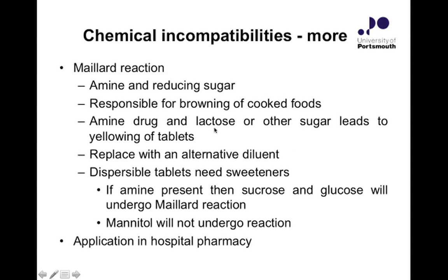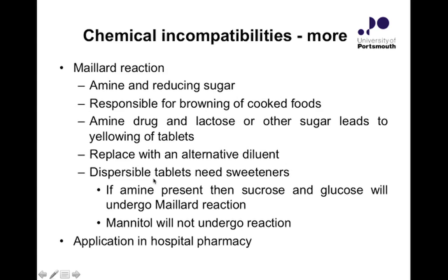So an amine drug and lactose or other sugars can lead to yellowing of tablets, and we've mentioned that discoloration of formulations can be an issue in terms of compliance. People don't like off-coloured formulations. And the only way to get around that is to maybe replace it with an alternative diluent other than that containing lactose.